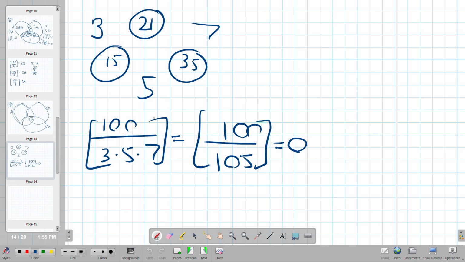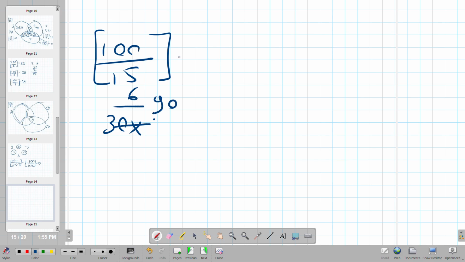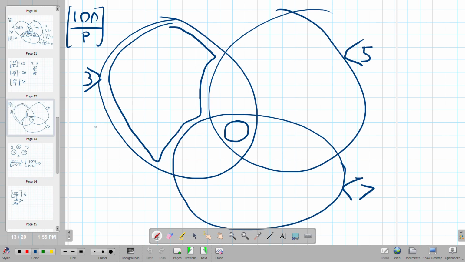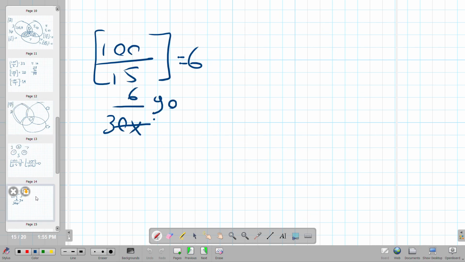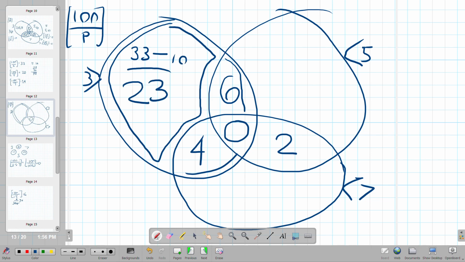All right, so then what happens to 100 over 15? Isn't that 30 times, yeah, so it's really 6, right? Because this gives us 90, so it's 6. All right, so then we know that 100 over 15 is 6, so that number is right here, 6. What happens to 21? It's 4, right, because it's 84. What happens to 35 is 2 because it's 70, 35 and 70. So then now we go in here, we take 33, and we subtract everything down here, and that's 10. So the number here is 23.